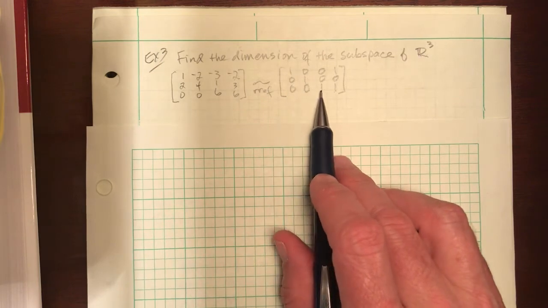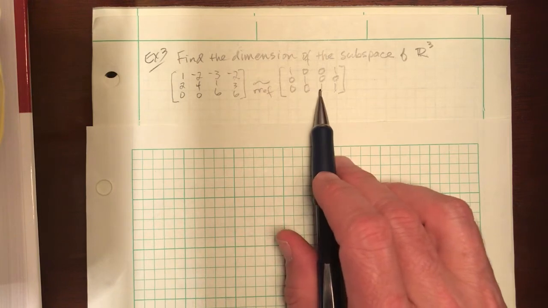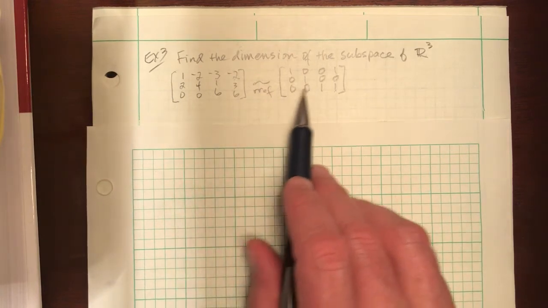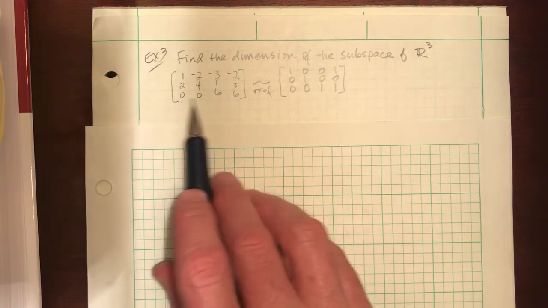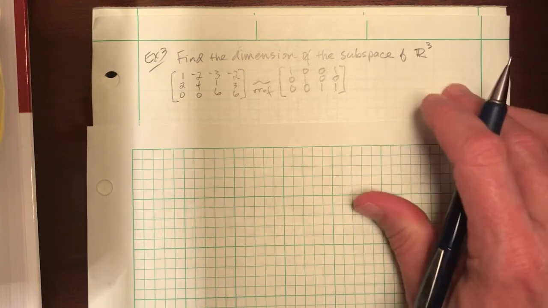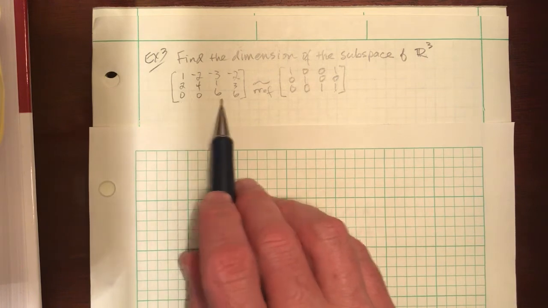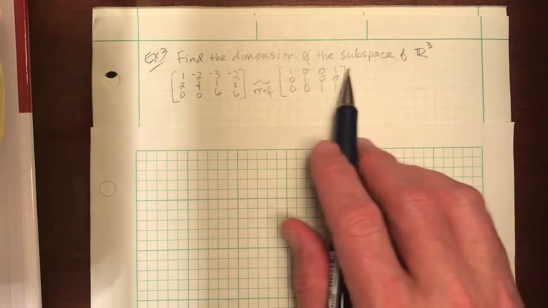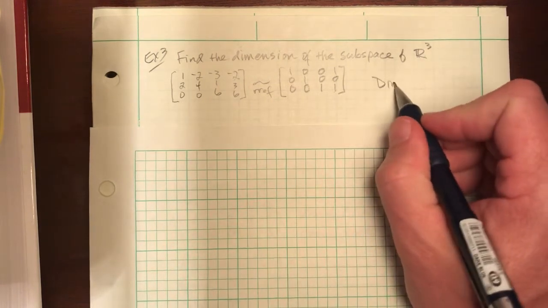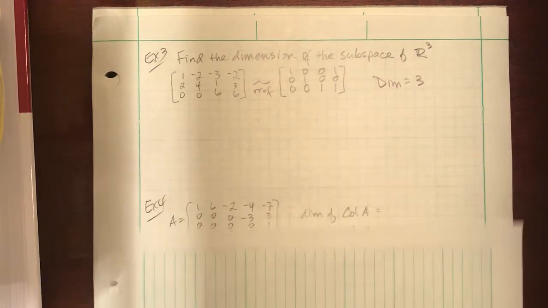I see 3 pivot columns. This last one turns out to be just a linear combination of the first three, and so it looks like we can cover all of R3, but all I would need would be the first three columns. So with all that, if I were to ask for the basis for this subspace, you could just use the first three columns. But if the question is what's the dimension, it's 3, because I have 3 pivot columns. All right, fourth example.